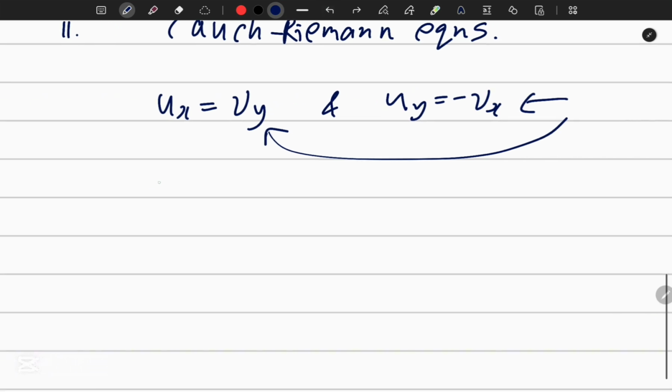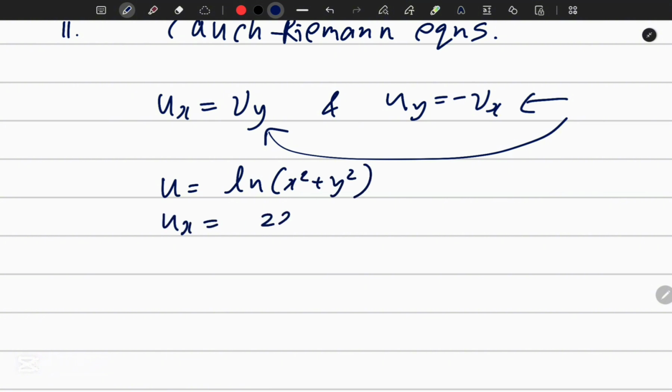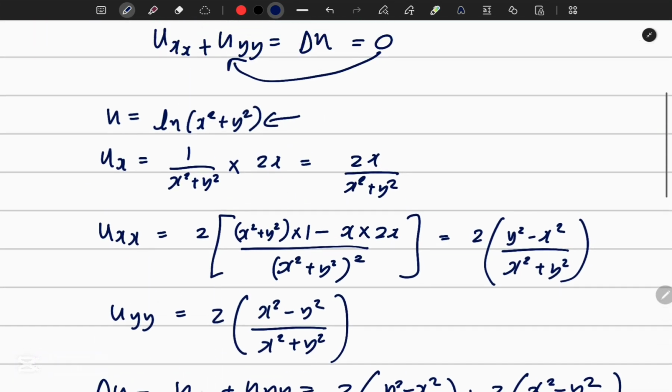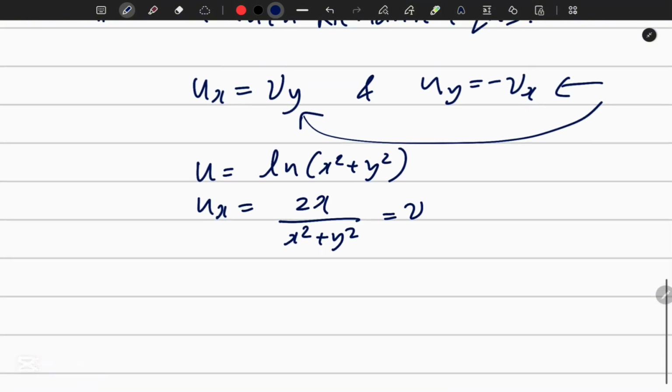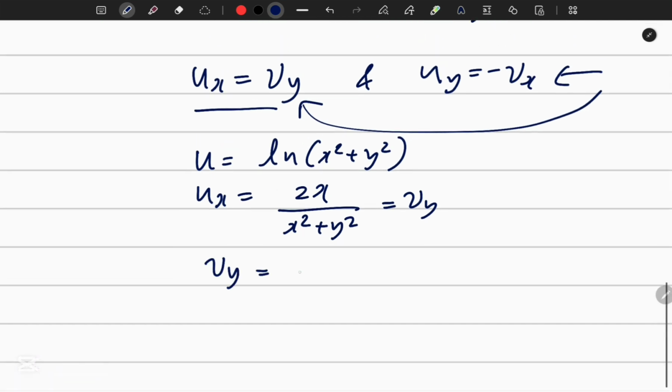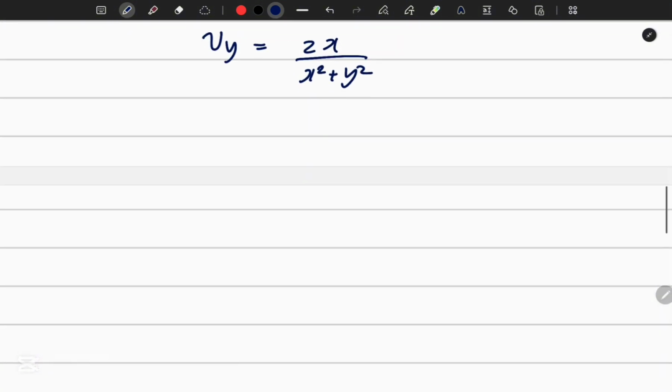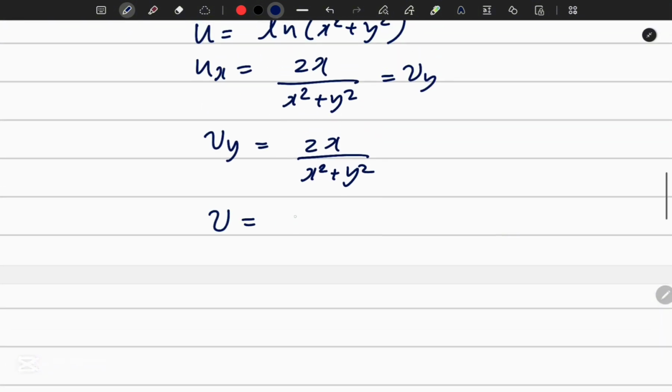I know that u is ln(x² + y²), so u_x equals 2x over (x² + y²). I have found that here. This should be equal to v_y by the Cauchy-Riemann equation. So v_y equals 2x over (x² + y²), and I'm going to integrate this one. This equals the integral of 2x over (x² + y²) dy.